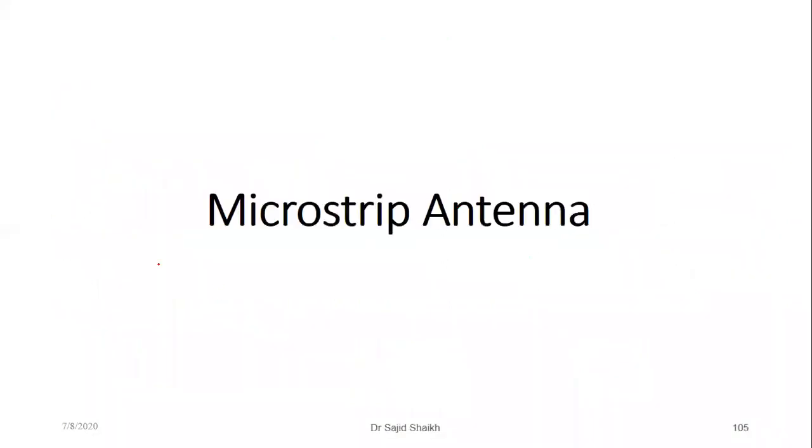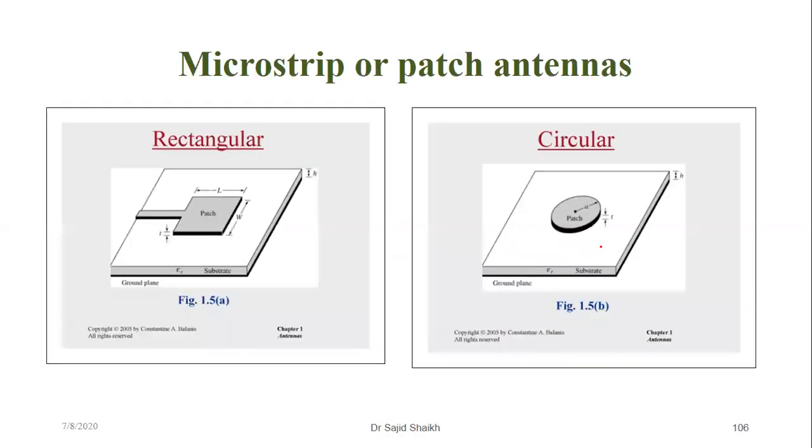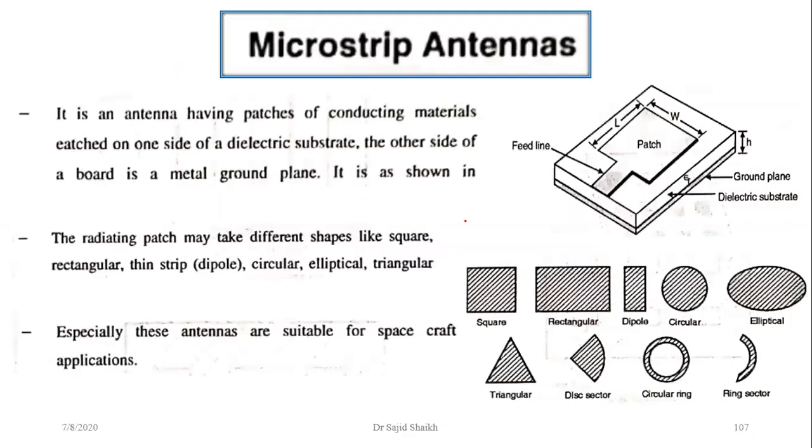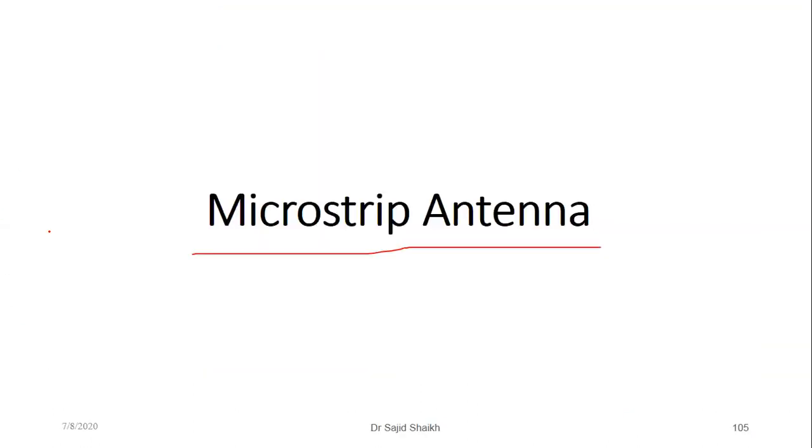Now the second one is the microstrip antenna. When we talk about the microstrip antenna, these antennas again have different types, that is rectangular, circular. So I think only 3 minutes are left. Okay, fine, a little bit. Microstrip antennas are also called strip antennas. So why these strip antennas?